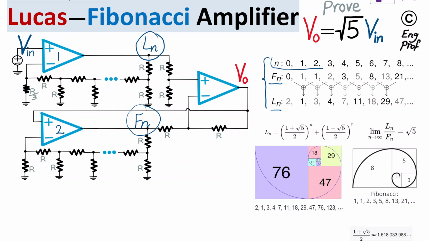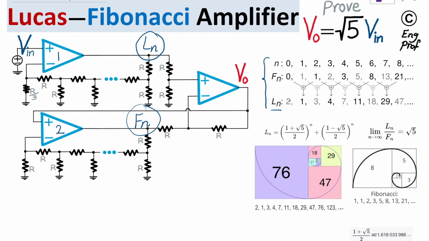So if n is the index, a natural number 0, 1, 2, 3, 4, it's well known that Fibonacci number n is simply the sum of the two values before, like 0 plus 1 gives you 1. Then 1 plus 1 gives you 2, and then 1 plus 2 gives you 3. Now, interestingly, Lucas numbers are the summation of corresponding Fibonacci numbers alternately. So for example, 0 plus 1 gives you 1, then 1 plus 2 gives you 3, and then 1 plus 3 gives you 4.